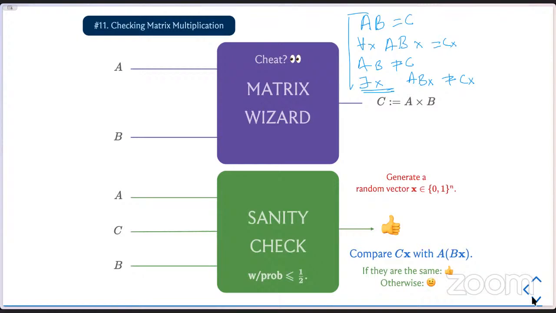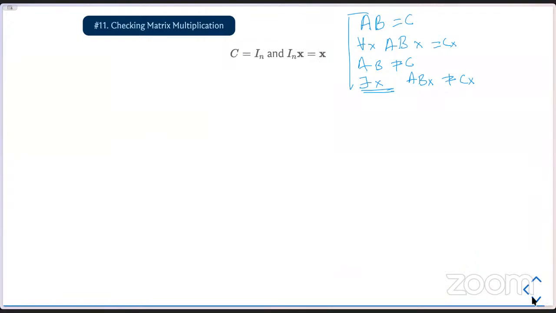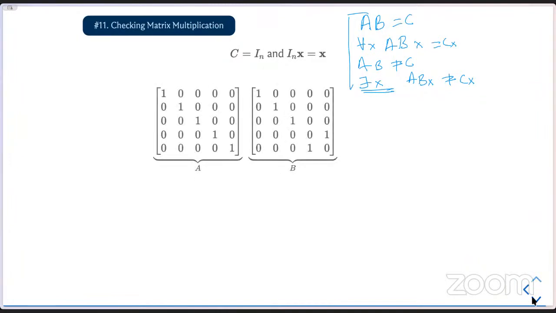The comment in the chat is that for all X, ABX and CX must be high. I don't know how exactly we're quantifying high, but yes, it will give false positives, but not false negatives. When the sanity check algorithm complains, you can be very confident that there's definitely a problem. But if it says clean sheet, then you're still not sure. And here is an example of why. In the interest of time, let me just run through an example of the kind of issue that might arise.